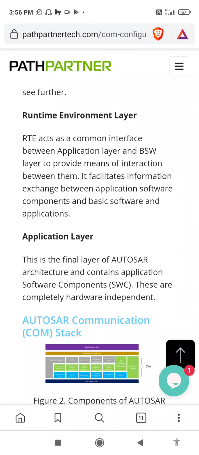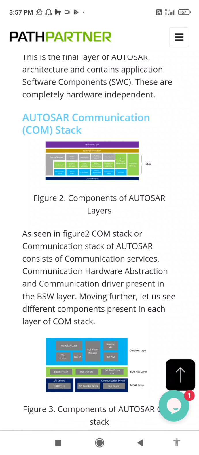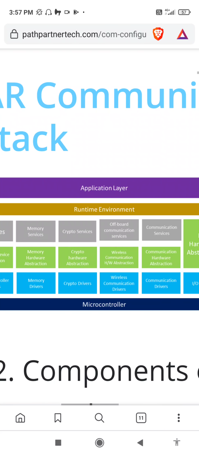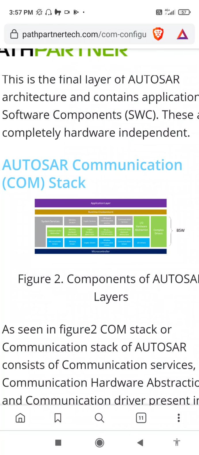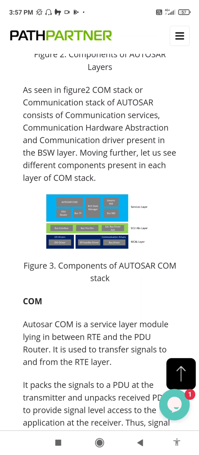Application layer. This is the final layer of AUTOSAR architecture and contains application software components, SWC. These are completely hardware independent. AUTOSAR communication, COM, stack. Figure 2. Components of AUTOSAR layers. As seen in Figure 2, COM stack or communication stack of AUTOSAR consists of communication services, communication hardware abstraction and communication driver present in the BSW layer. Moving further, let us see different components present in each layer of COM stack.